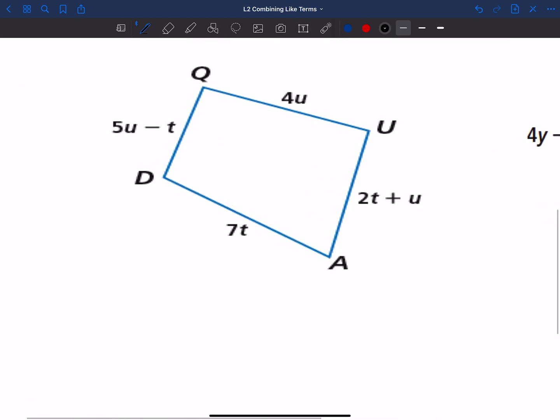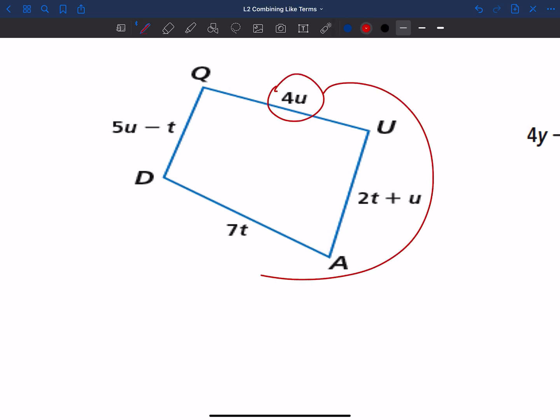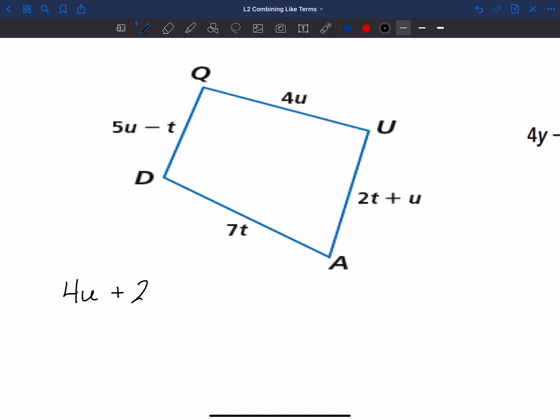So let's focus on the left one first. What I'm going to do is start up here, and I like to go clockwise after that, so I'm going to go around that side, making sure that I hit every single side along the way so I don't forget anything. All right, so I'm going to have 4u, and then I'm going to add on the next side, which is 2t plus u, and then I'm going to add on the next side, which is 7t, and then I'm going to add on the next side, which is 5u minus t. Right? So you might notice that each one of these was its own side.